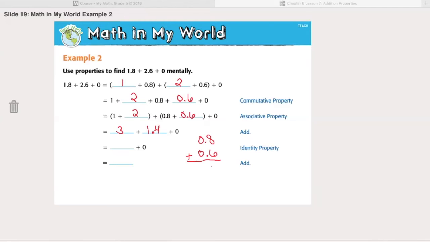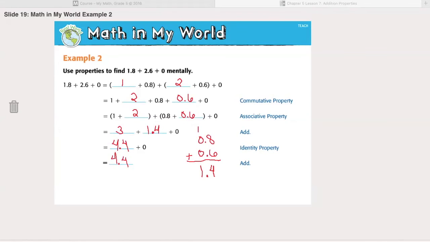8 plus 6 is 14. The 4 goes here. The 1 goes over to this column. 1 plus 0 is 1. And the decimal point comes down. Okay, now that I have done that, I can easily add the rest of that in my head. 3 plus 1.4 would be 4.4. And obviously, when we add 0, that's the identity property. Adding 0 does not change the number.